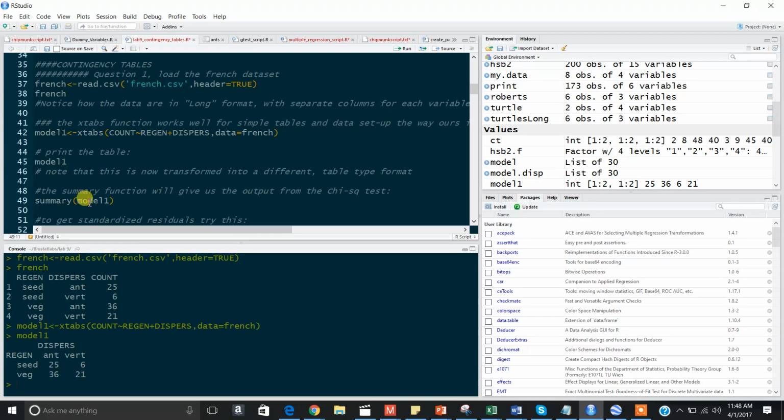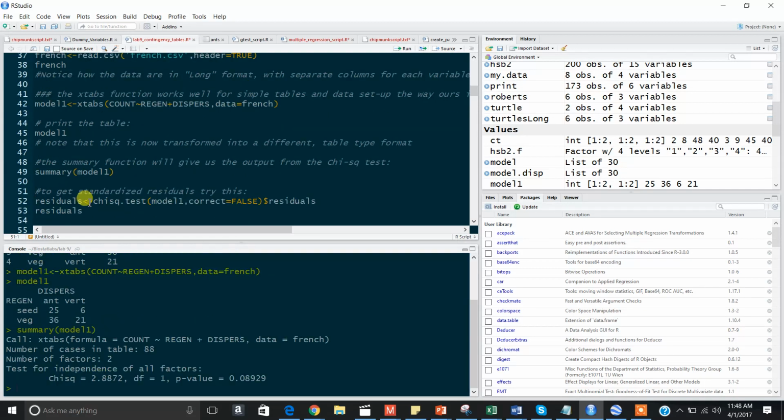So then we're going to look at the summary function, and that will give us the output from a chi-square test. Okay, so draw your attention immediately to this value here. This is the p-value. You have your chi-square value, your degrees of freedom, and then your p-value. So since the p-value is greater than 0.5, it's not significant. Therefore, we fail to reject the null hypothesis. In this case, the null hypothesis is that plant regeneration is not contingent upon dispersal vector.